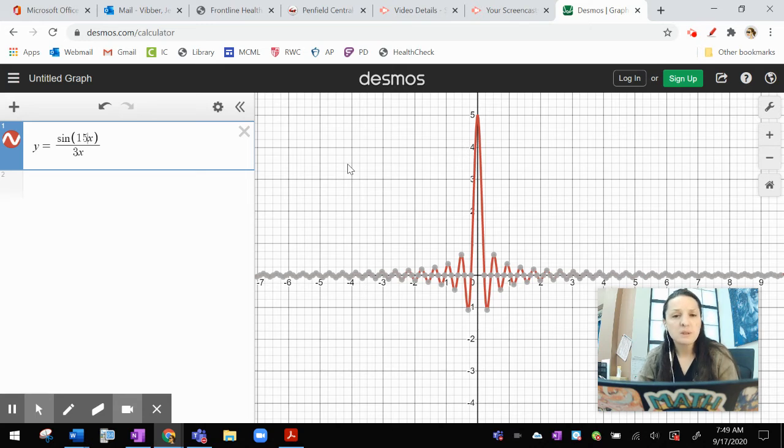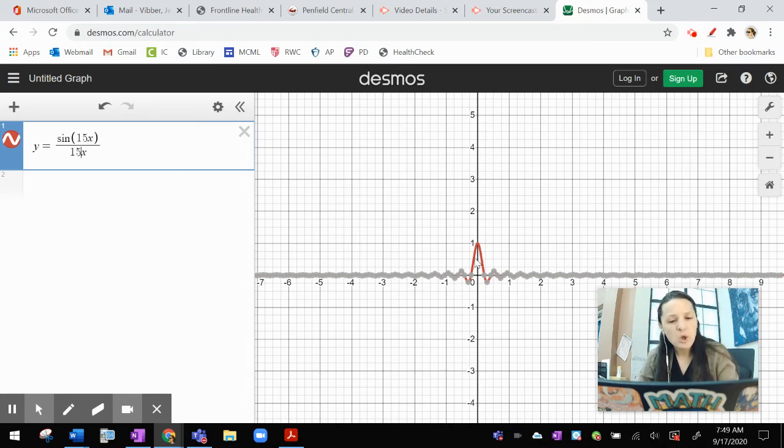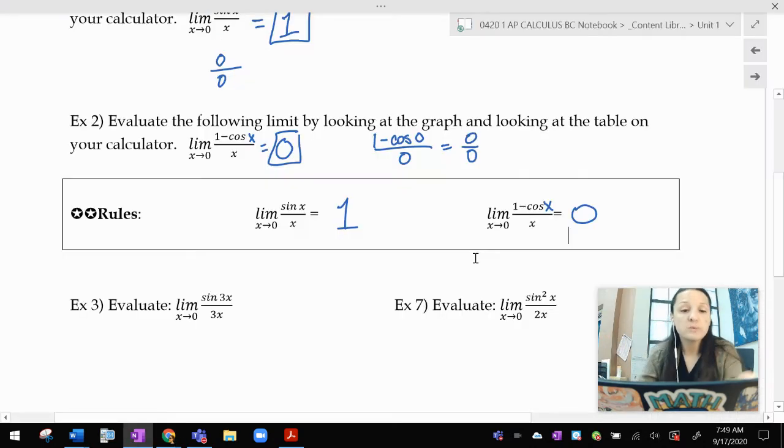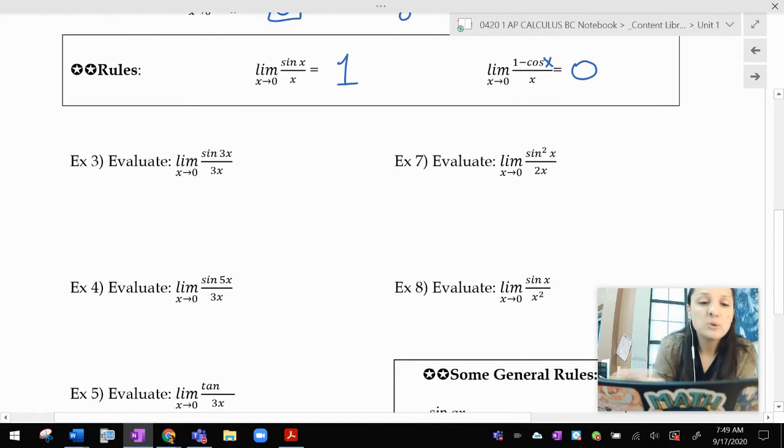Do you notice something that's happening? What if that was 15x over 15x? 1. Hopefully what you're noticing is when you look at sine of ax over bx, you just take the ratio of the coefficients. So when I do sine 3x over 3x, that's going to go to 1 because I have 3 and 3. Sine 5x over 3x is going to go to 5/3.